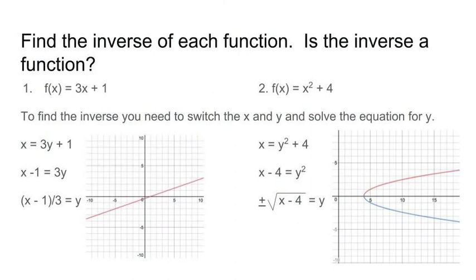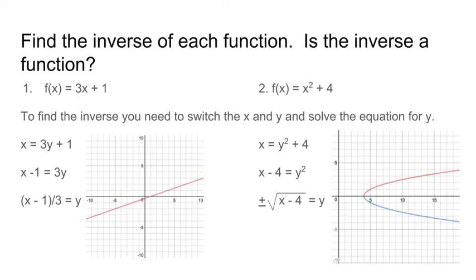Okay, to find the inverse of each function, it's asking us to find the inverse of each function and then determine whether the inverse is a function. So in problem 1 here on the left, it says f of x equals 3x plus 1. We know it's a function. To find the inverse, you need to switch the x and the y and then solve the equation for y. You might say, well, hold on, where's the y? Remember back in chapter 1, we discussed that f of x is the same thing as y. So that function is y equals 3x plus 1.